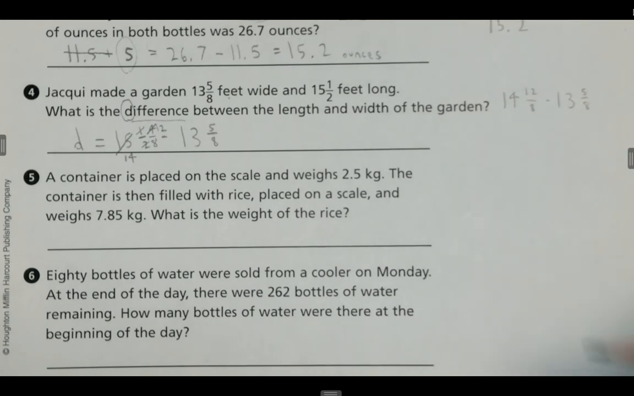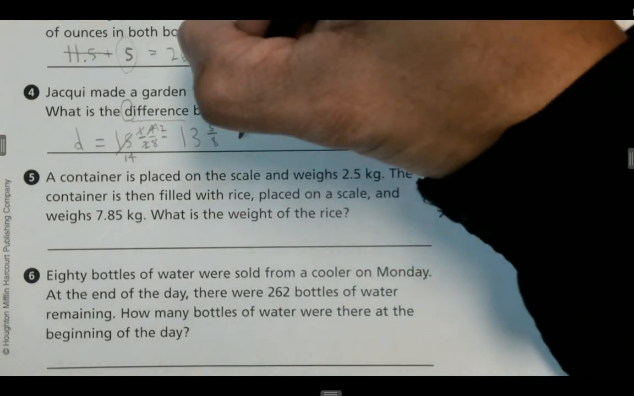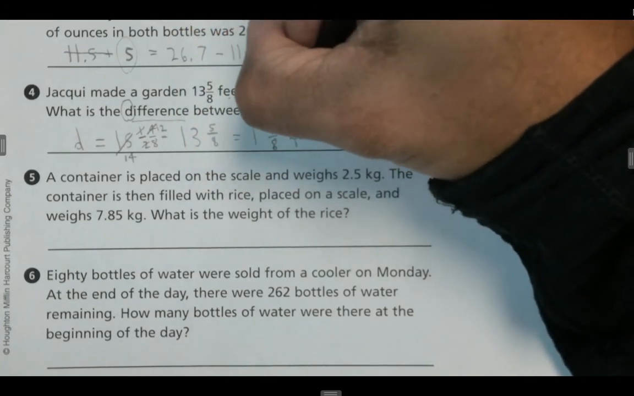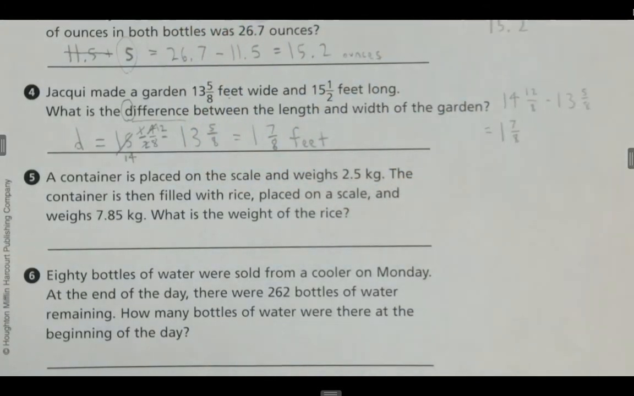We can solve this. Whole numbers first. 14 minus 13 is 1. Fractions, the denominator stays the same in 8. 12 minus 5 is 7. We get 1 and 7/8 feet is the difference.